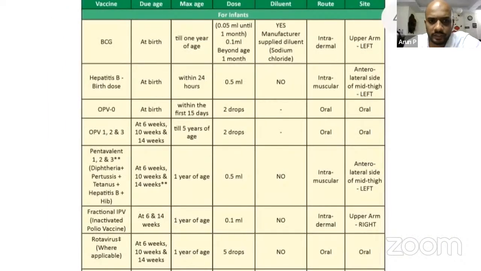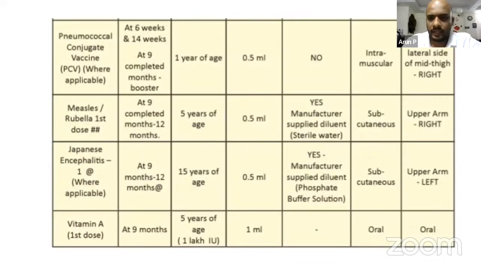Very important. At birth, BCG, OPV 0 dose, and hepatitis B birth dose. At 6 and 14 weeks you have OPV 1, 2, 3, pentavalent 1, 2, 3, rotavirus 1, 2, 3, fractionated IPV at 6 and 14, pneumococcal conjugate vaccine at 6 and 14. Then you have at 9 months, you give MR vaccine, JE vaccine. JE vaccine you give only in endemic areas of Japanese encephalitis, not in all areas. Okay. And you also give vitamin A 9th month along with measles, 1 lakh international unit.